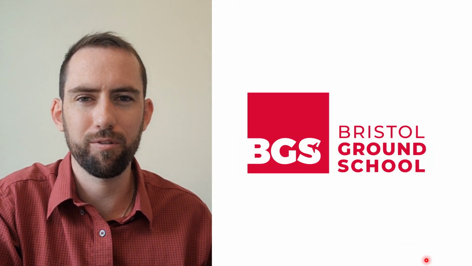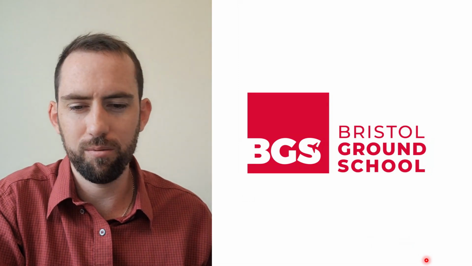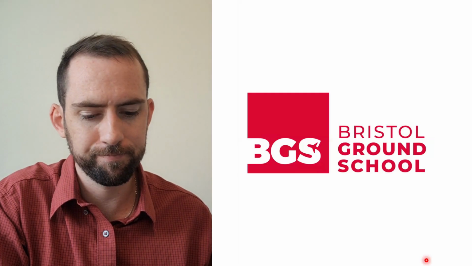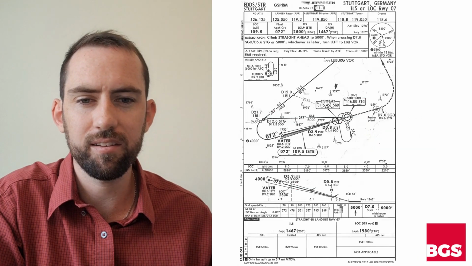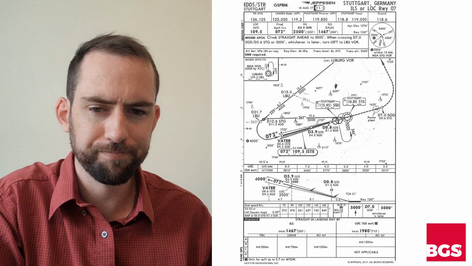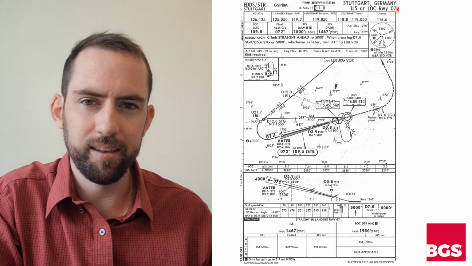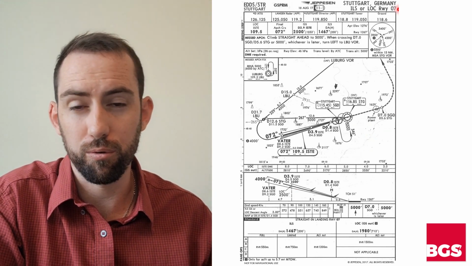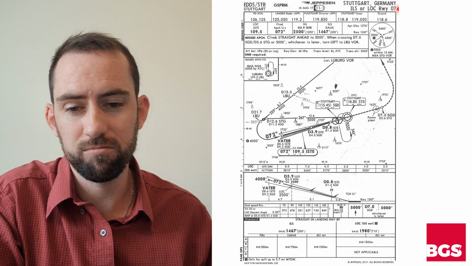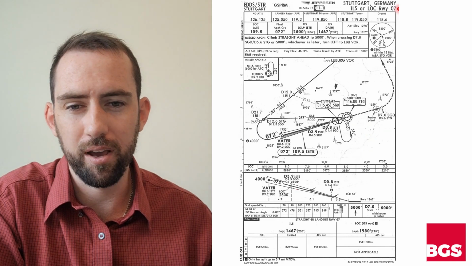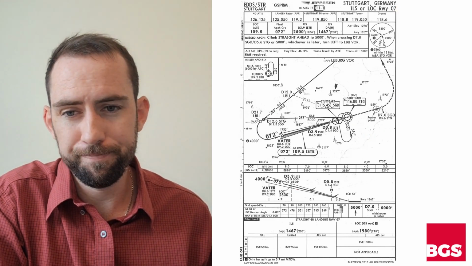My name is Nick Lapham from Bristol Ground School, and today we will be covering how to interpret an ILS approach plate. The plate that we will be looking at today is the ILS or localizer approach to runway 07 at Stuttgart. There's nothing particularly special about this plate. I just picked one at random to talk through some of the symbology that you'll see on the plate and talk through a little bit about how you'd actually plan to fly this particular approach.